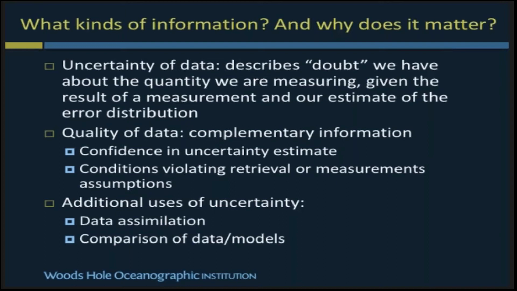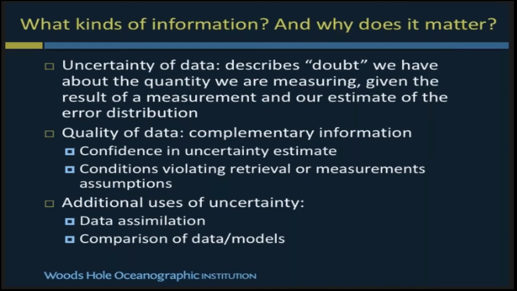Certainly, it would be great if it had the confidence of the uncertainty estimate as part of the quality. So if you have a very poor estimate of the uncertainty, that might give you one quality flag. But a high uncertainty doesn't necessarily mean that it should have a bad quality flag. There is a lot of value in having data that, even though it may have high uncertainty with it. Other quality of data issues could be conditions violating the retrieval, or measurement assumptions that you're making as you're doing it. Many other quality flags come to mind.